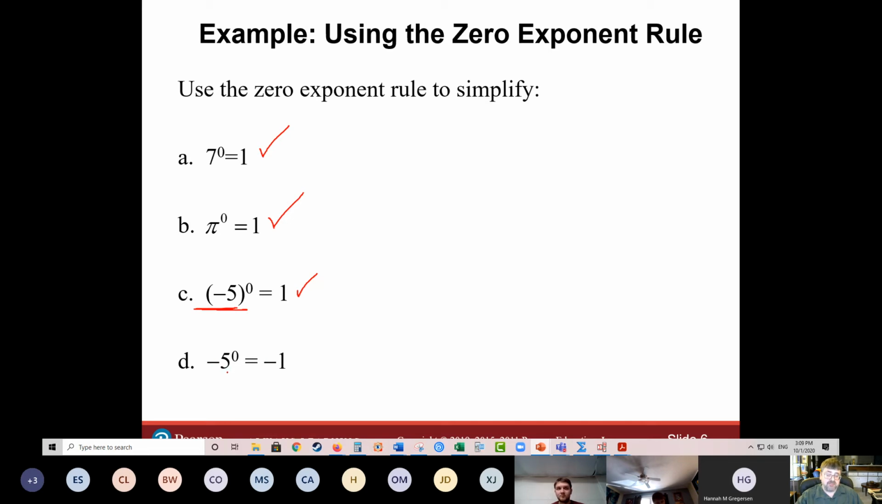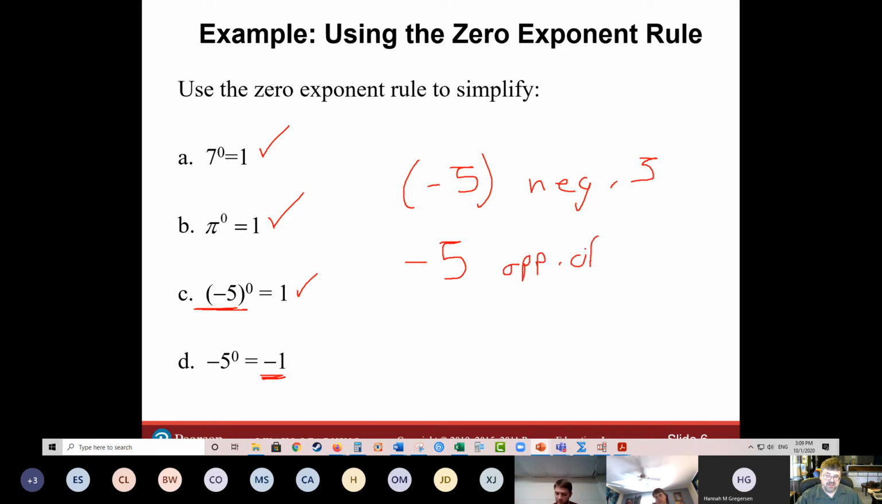So this is going to be 5 to the 0, that's 1, and then that negative becomes negative 1. And that's because the minus sign is not in parentheses next to the number. So again, this is negative 5. This does not represent negative 5 in a problem like this. This is the opposite of 5.